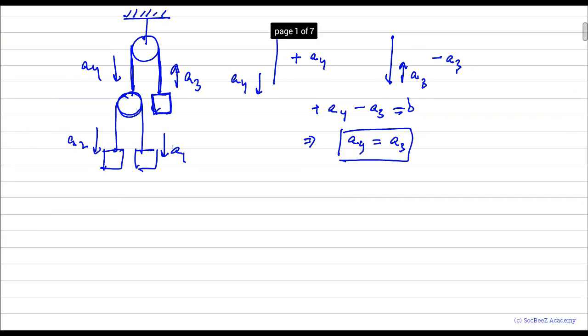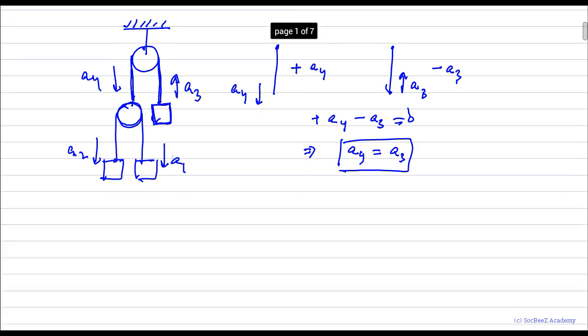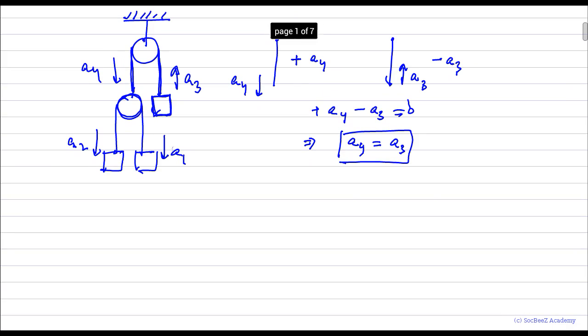Now let us talk about the second constraint equation which we can obtain from the second string. So this is my first segment of the second string. If I draw it here, this is my first segment of the second string.